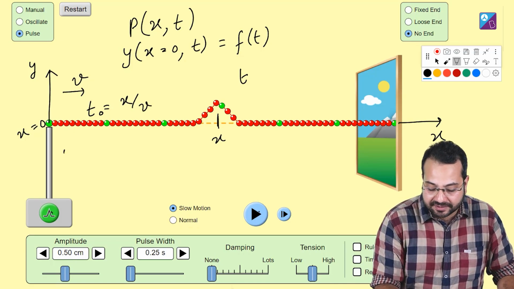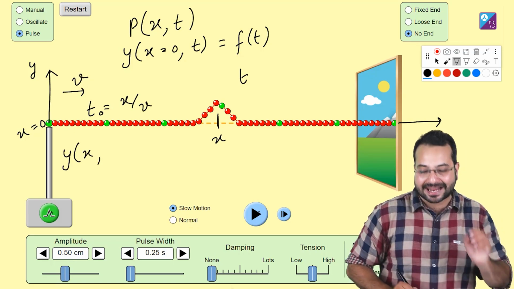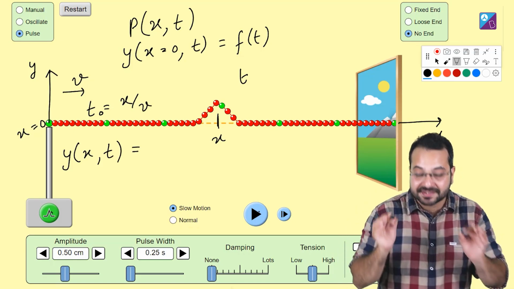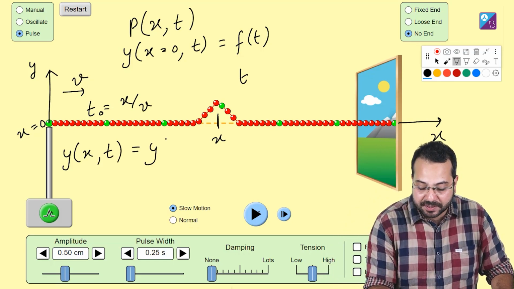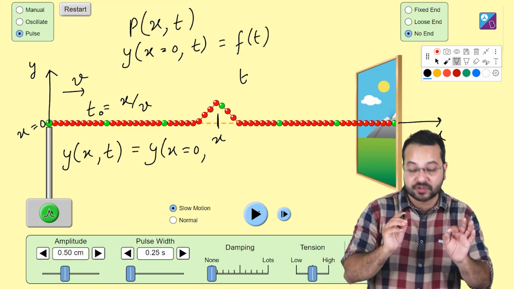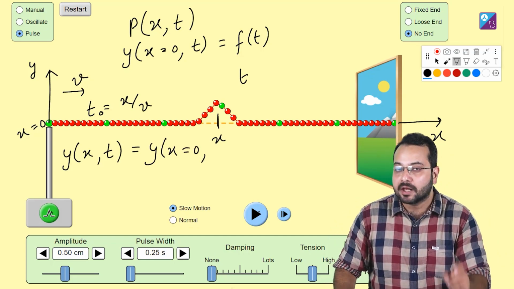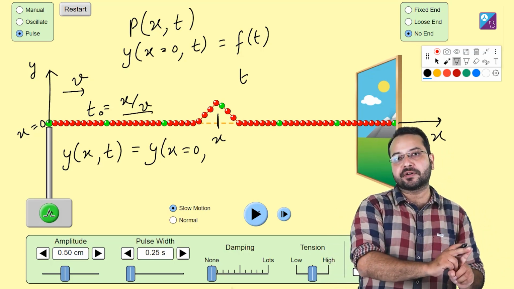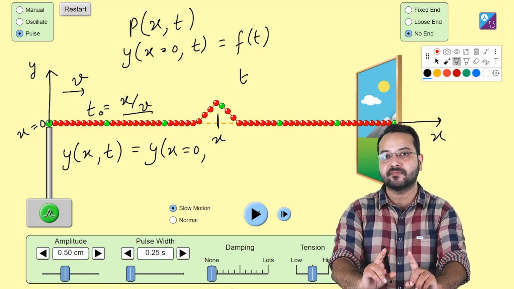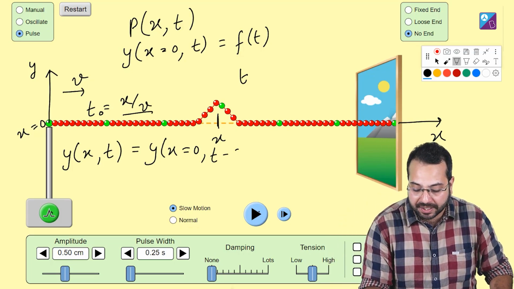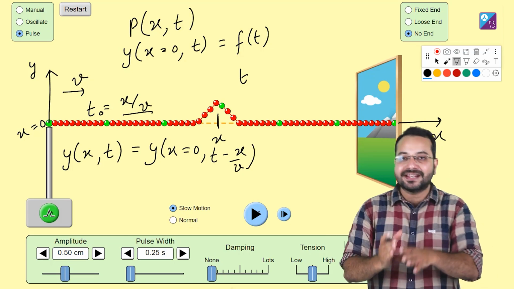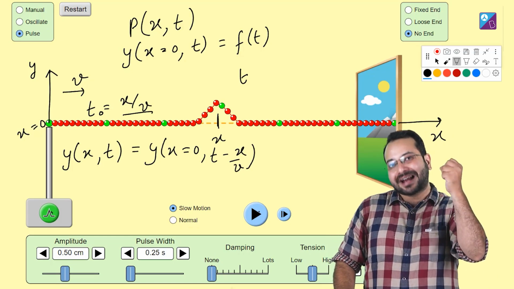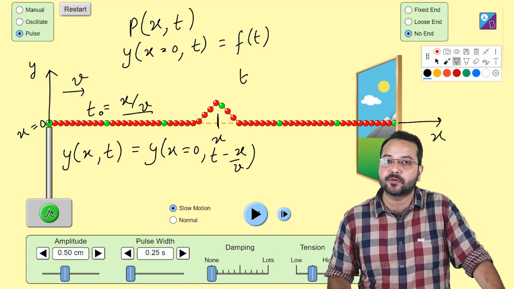Can I say that the displacement of the particle at x right now, that is at time t, is the same as the displacement of the particle at x equal to 0, which is the left end, but not right now, at a time x by v before. So the time right now is t, so at time t minus x by v, this displacement would be the same as the displacement of the particle at the left end, or x equal to 0.